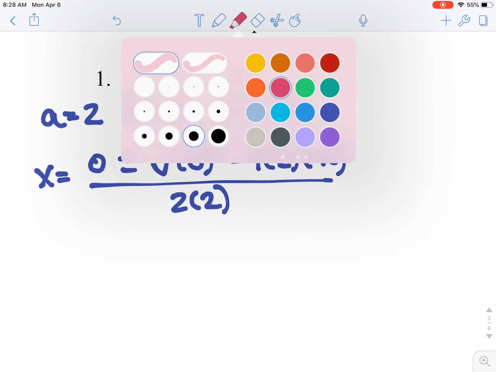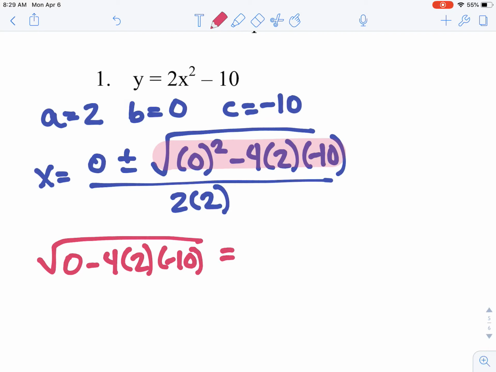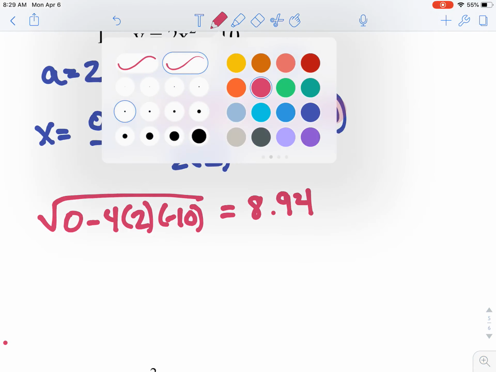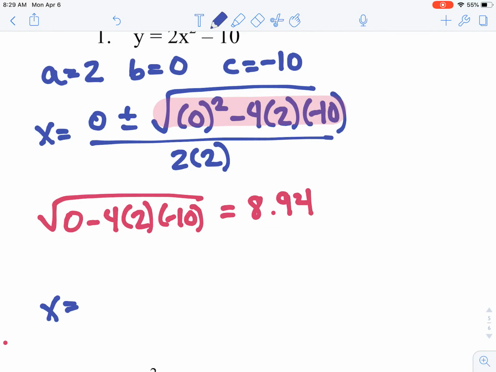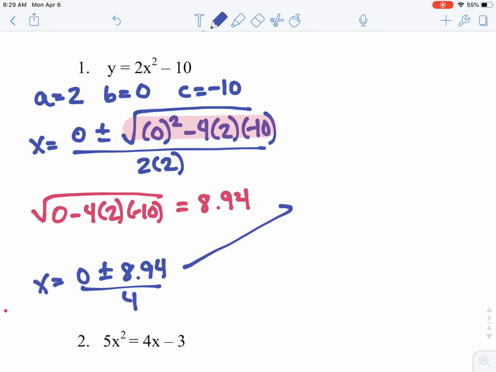My first step is to calculate what's under the square root sign. Zero minus 4 times 2 times negative 10 is going to equal 8.94. So now in my equation I have x is equal to 0 plus or minus 8.94 divided by 4. And you are going to get a lot of decimals when you do the quadratic equation.